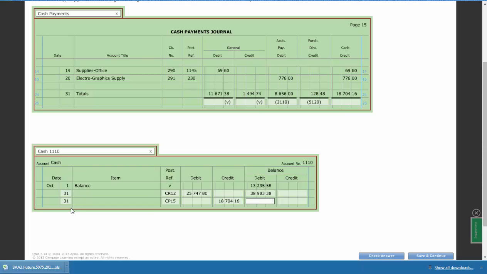Cash has a debit normal balance because it is an asset. It is something that we own that has value.